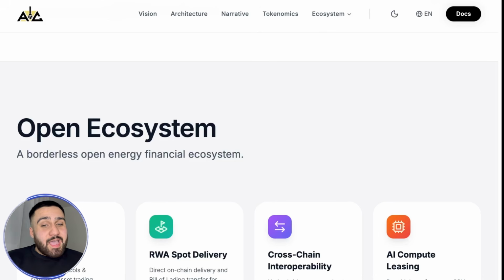And at the end of the website, you can see the platform represents a broader ecosystem that includes energy-based DeFi, on-chain delivery of assets, cross-chain connections, and AI compute leasing. So this shows that the project is aiming to build a larger system around both assets and infrastructure, which is really amazing stuff to know.